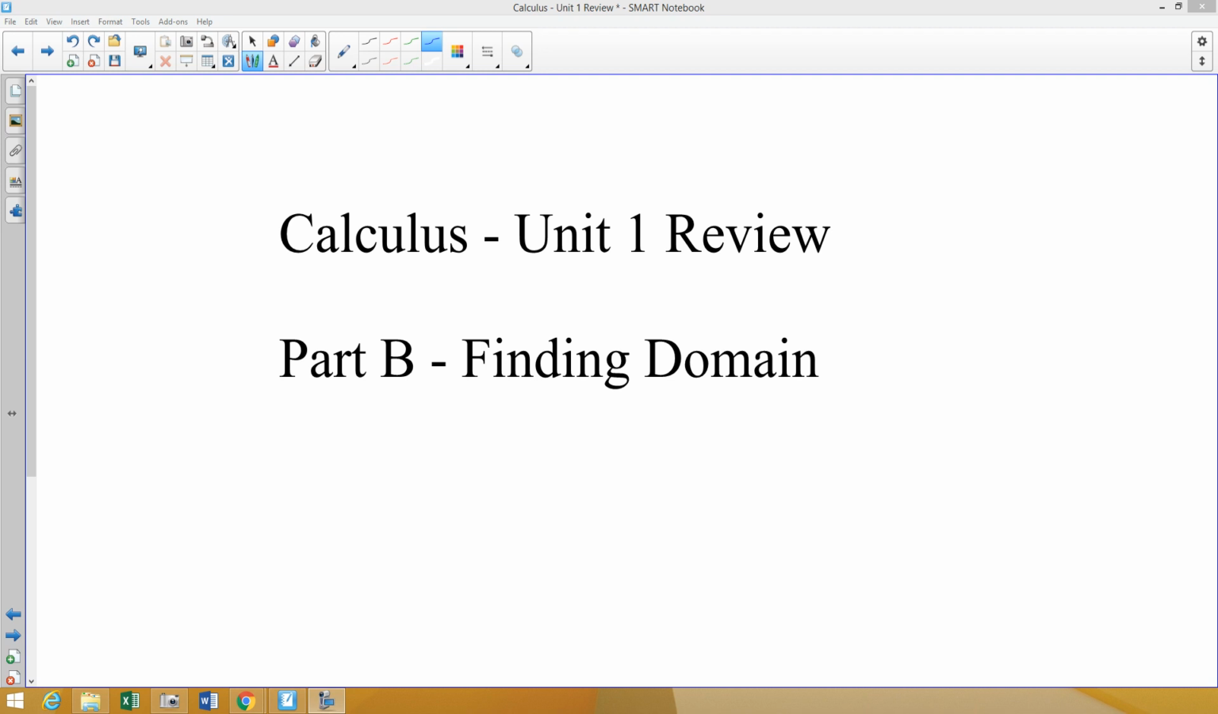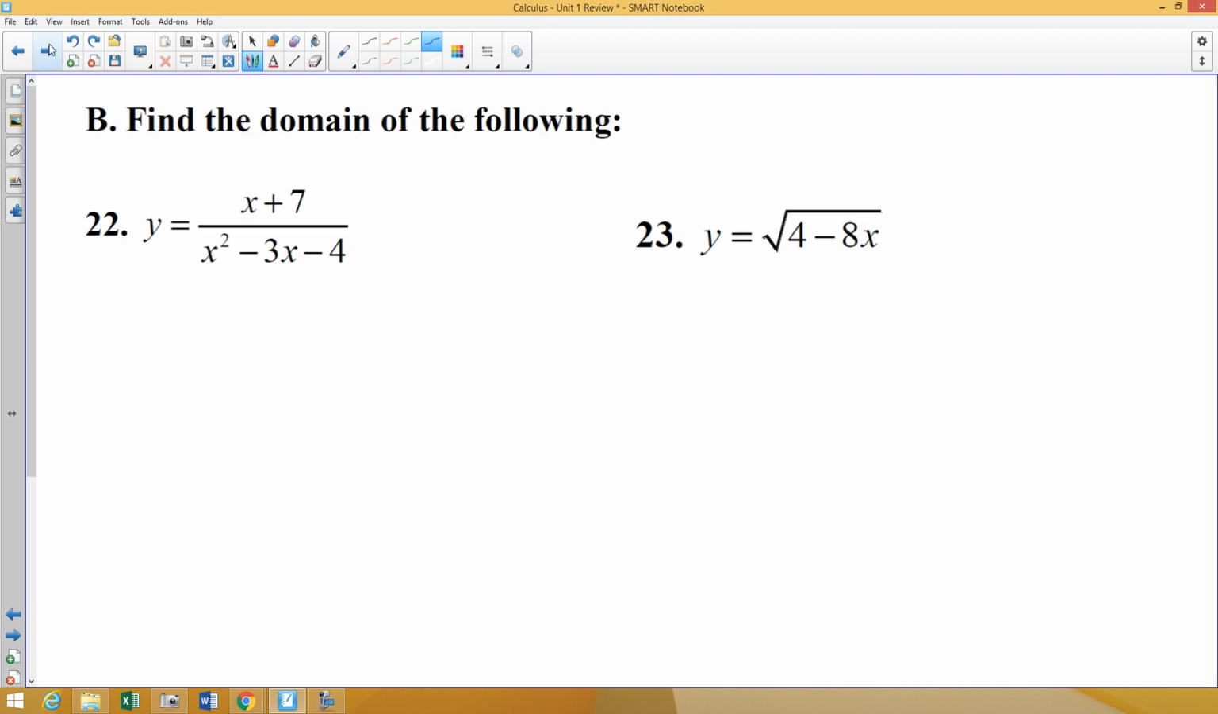Alright, let's look at part B, finding the domain of functions. And remember, the domain is the set of all x coordinates that work in the function. To answer domain questions, you typically start by answering the opposite: what can x not be? It depends on what kind of function you're looking at.